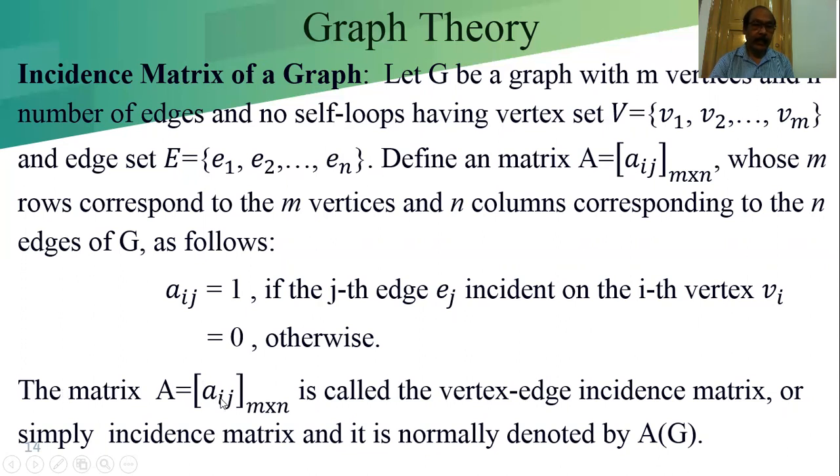The matrix A equal to Aij, m cross n, m rows and n columns, is called the vertex edge incidence matrix, or simply the incidence matrix, and it is normally denoted by Ag. Sometimes for symbolic representation it is also represented by Ig, because we are calling it the incidence matrix. That's why some books denote it by Ig. When we study the adjacency matrix, it is represented by Ag.